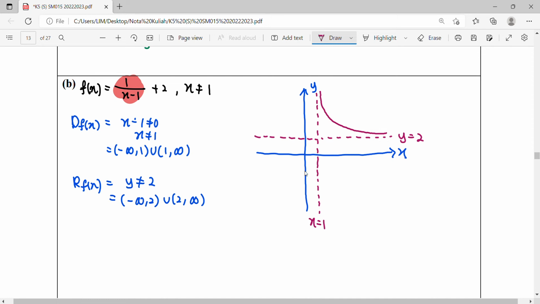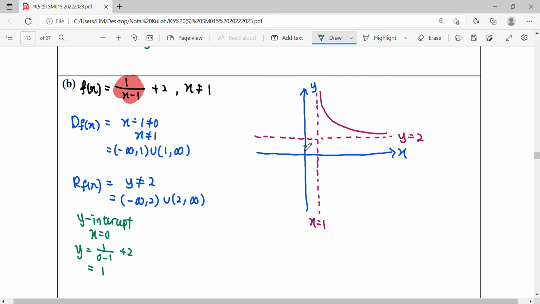So we calculate the value first. Y intersect is when x equals to 0. What's your value of y? Substitute. Negative 1 plus 2, so equals to 1. So it intersects up here.